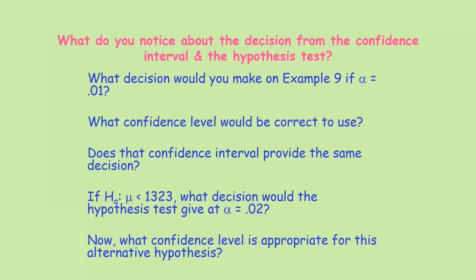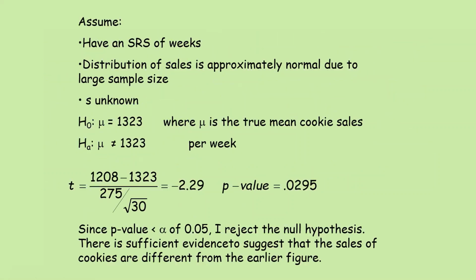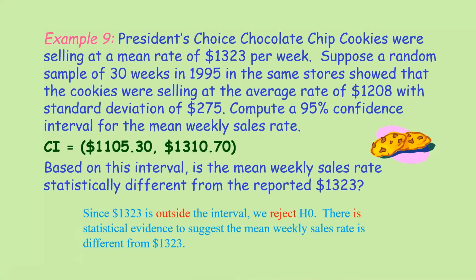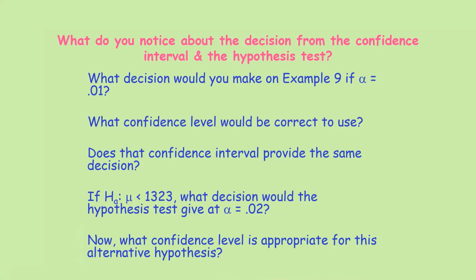So what do we notice about the decision from this last answer? What decision would you make on this example if alpha was 0.01? Well, if we look at the p-value from the previous one, 0.0295, we would fail to reject because 0.0295 is greater than alpha. So this is why alpha level is important. Your decision could change based on your confidence level.